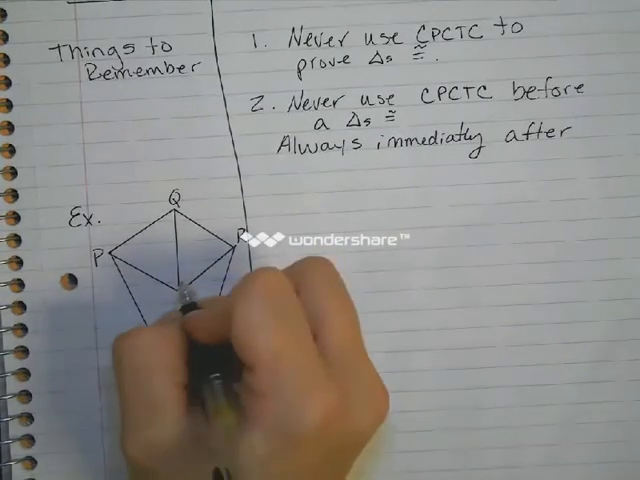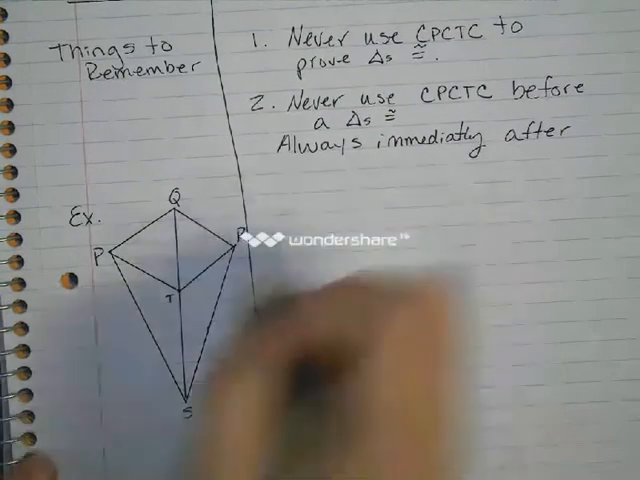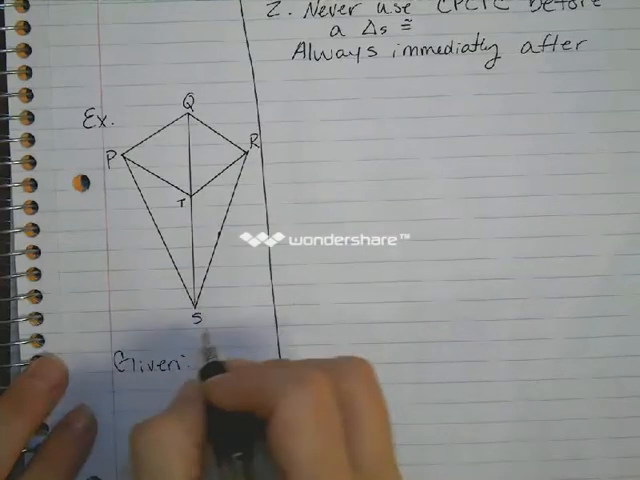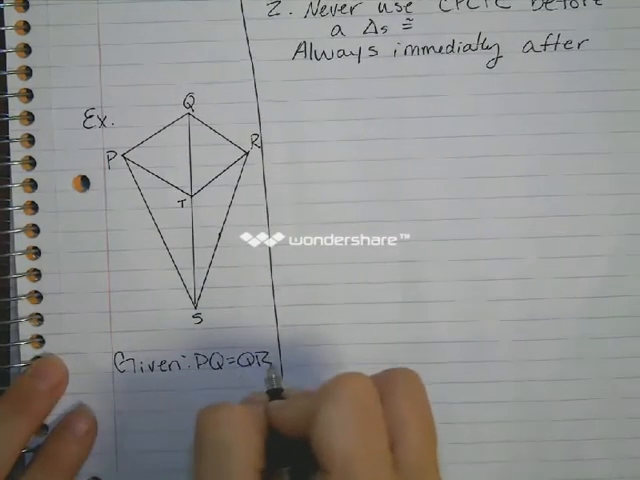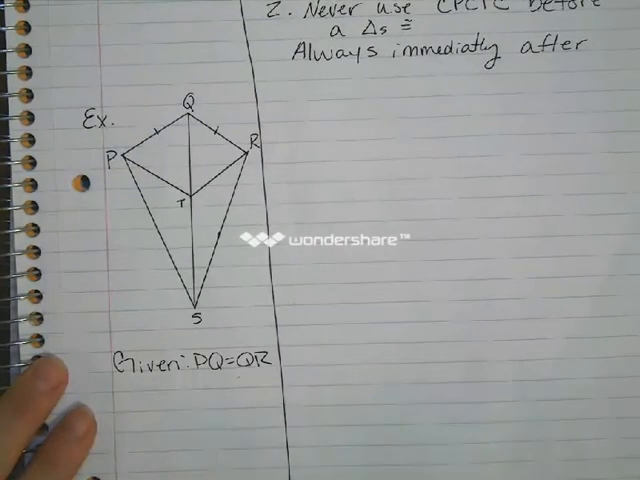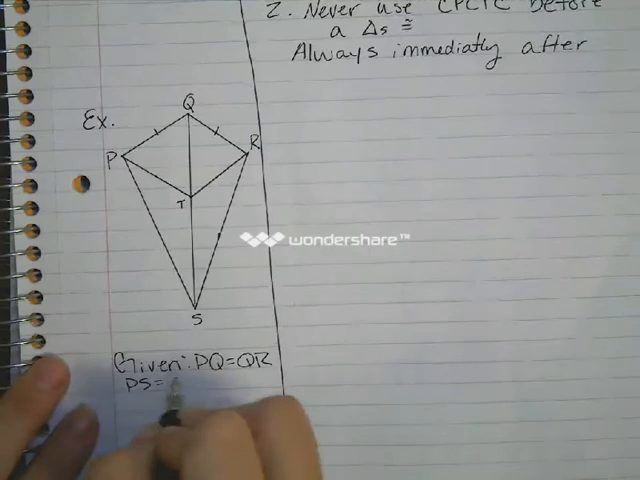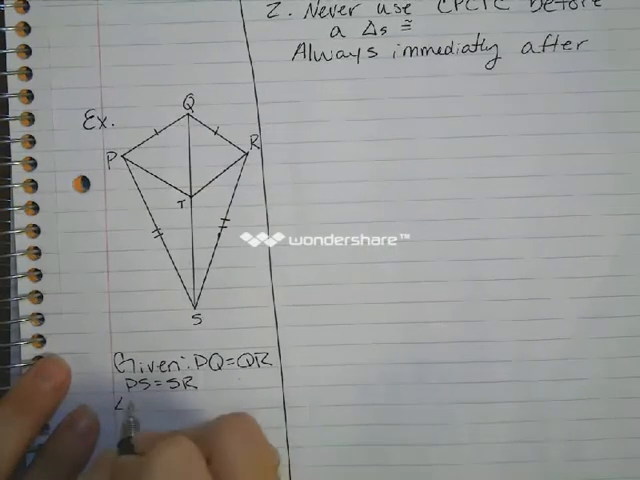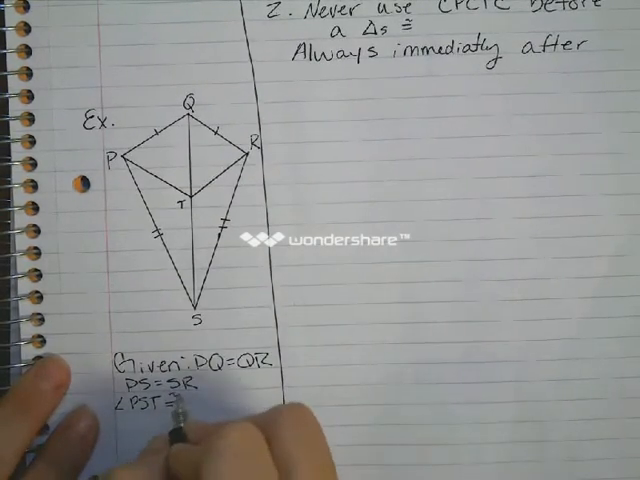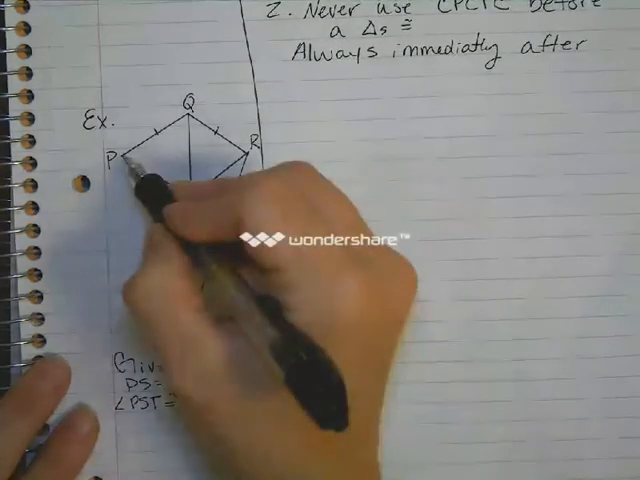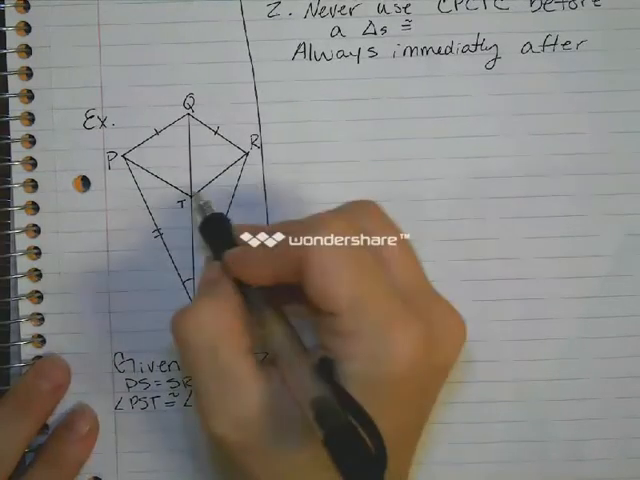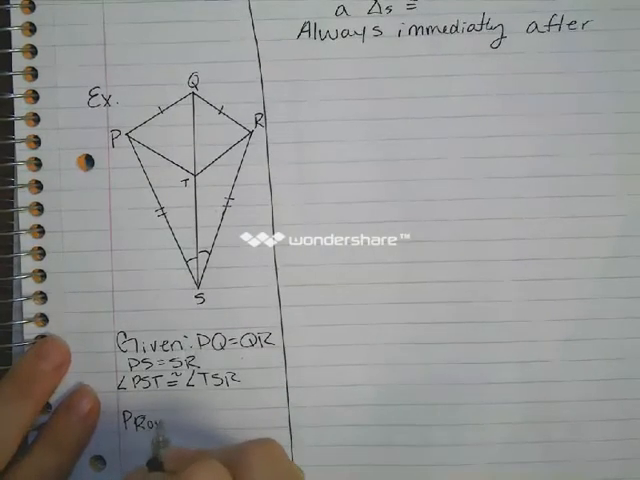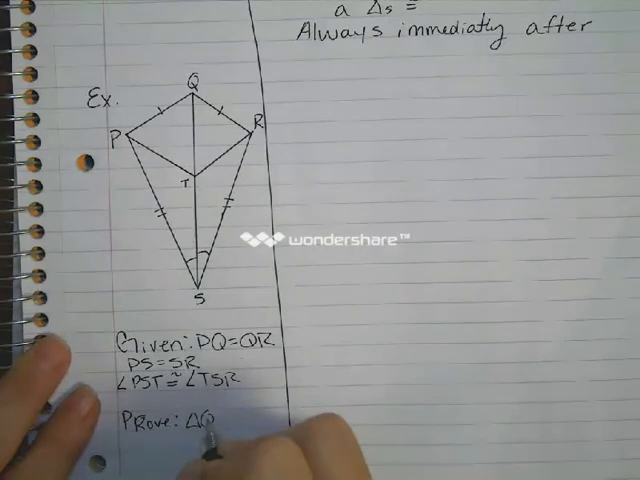Alright. So, in this case, PQ is equal to QR. PS is equal to SR. And angle PST is congruent to angle TSR. And you're going to prove that triangle QPT is congruent to triangle QRS.